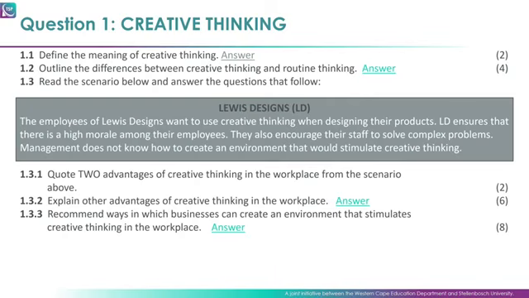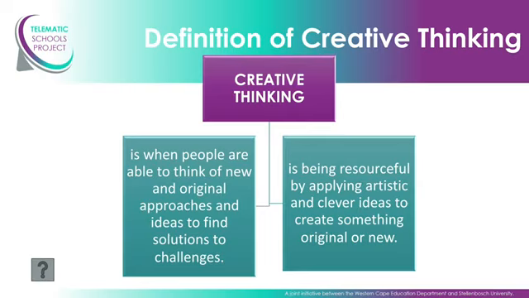So let's look at the first one that will be in front of you there. Right, so the first one looks at the definition. So define is the action verb. Define the meaning of creative thinking. So you will recall that we did go through that a little bit earlier. So we're going to go through to that slide where you look at the definition of creative thinking. Now bear in mind that we had two possible answers there. Creative thinking is when people are able to think of new and original approaches and ideas to find solutions to challenges. So that would be allocated 2 marks.